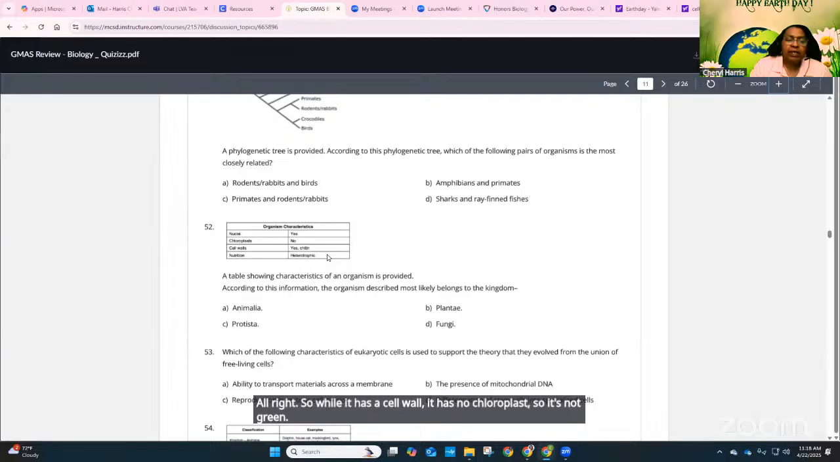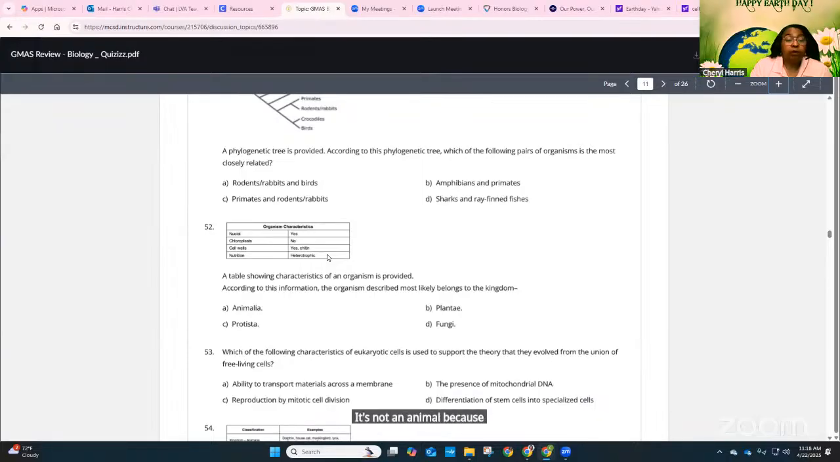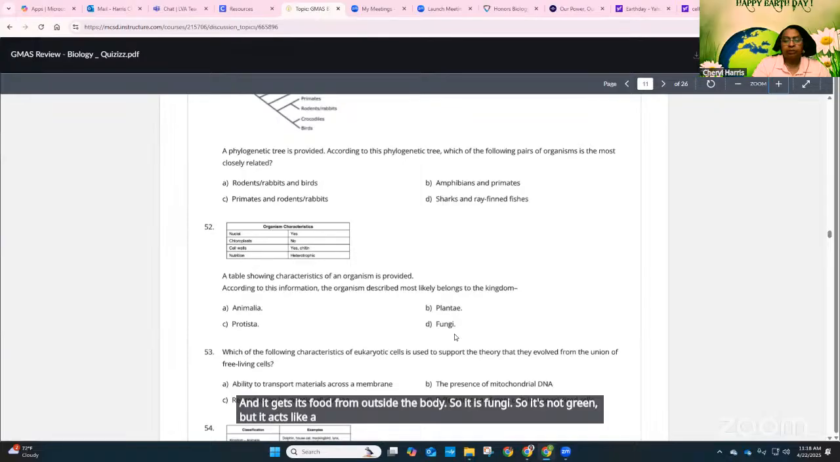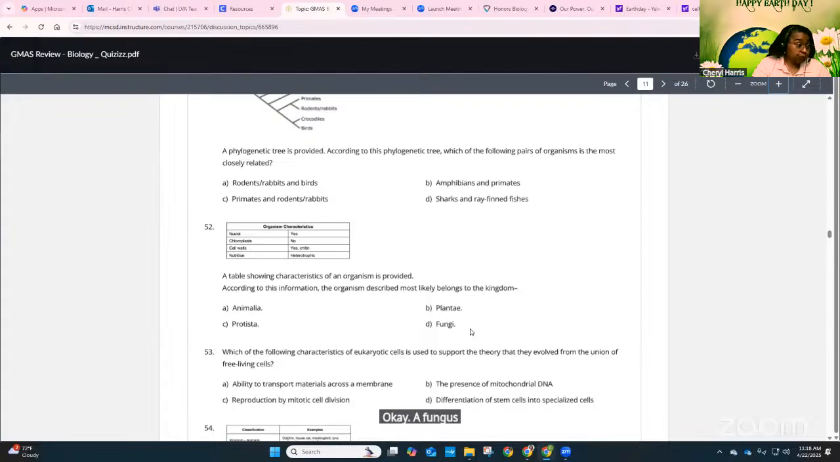Okay. It's not an animal because it does have a cell wall, and it gets its food from outside the body. So it is fungi. So it's not green, but it acts like a plant, but it's not green, so it's fungi. Okay. A fungus is like a mushroom. Looks like a plant, but it's not green. Fungus get its food from outside. It doesn't photosynthesize. But it does have cells that have protective structures on it.